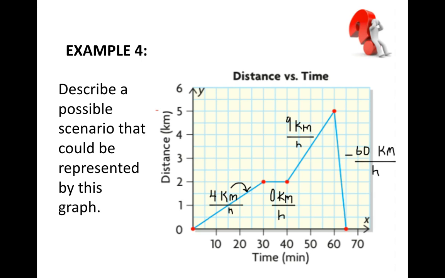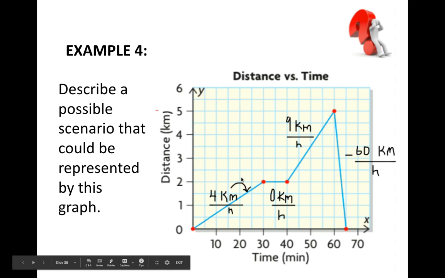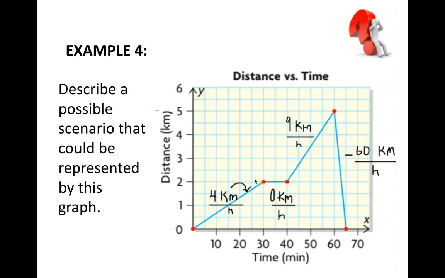Now, the question, just to remind you, was to describe a story, basically, that this might be demonstrating. So let's say that this represents the distance that Susan travels on a Saturday over time. So if we look at it and think about it, okay, Susan was going 4 kilometers an hour for half an hour. She's probably walking for half an hour.